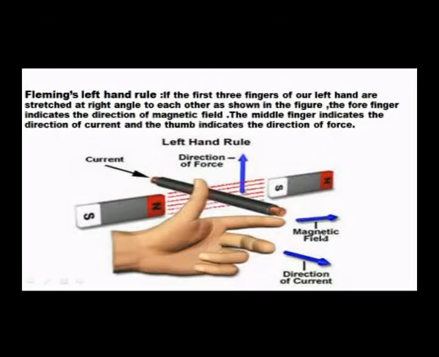So if the magnetic field is acting in this direction, and the conductor carries the current in this direction, then the direction of the force experienced by the conductor will be upward. Therefore, the direction of the force, the magnetic field, as well as the current, everything can be observed with the help of the law called Fleming's left hand rule.